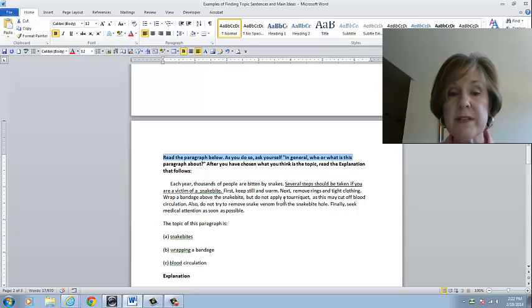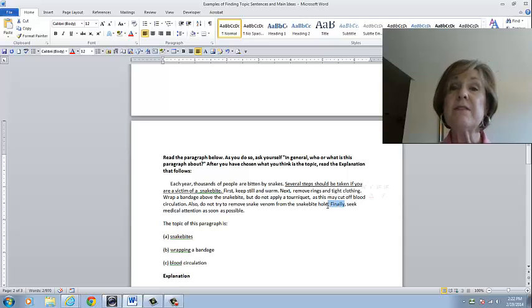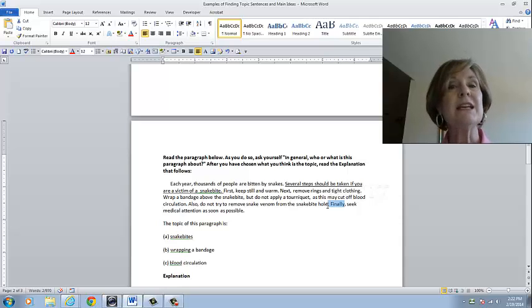And if you'll notice, it goes first, then it goes next, and then it says finally. So it gives you the steps of what to do if you're bitten by a snake. So the whole topic is snake bites. So the main idea is snake bites. Then the topic sentence is the one that tells you what to do if you're bitten by a snake.